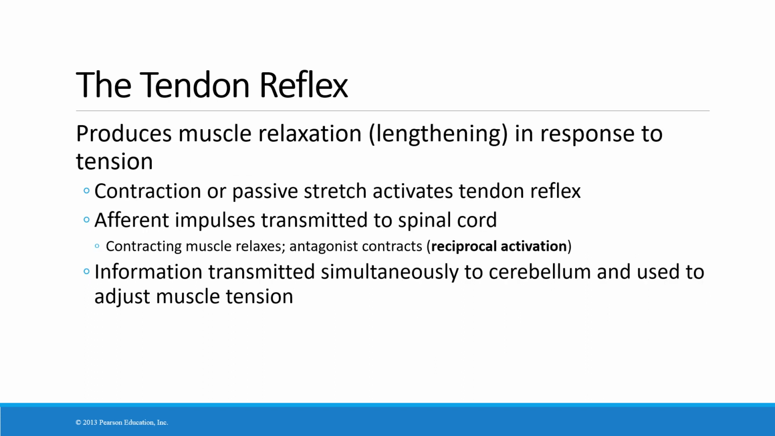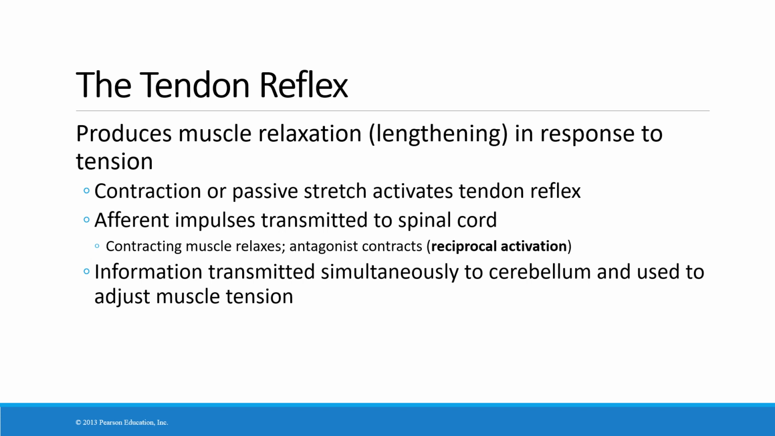So the tendon reflex produces muscle relaxation or lengthening in response to tension. And contraction or passive stretch activates our tendon reflex. Afferent impulses are transmitted to the cord and the contracting muscle relaxes. The antagonist contracts. That was our reciprocal activation.